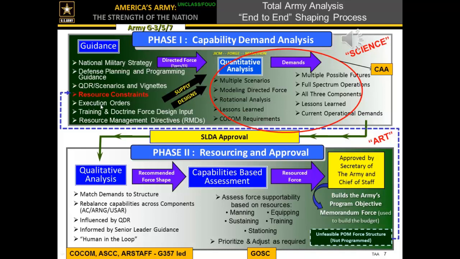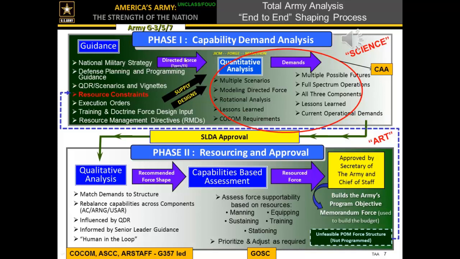Execution orders, Ebola a couple years ago. That wasn't thought of prior to this. So the president said we're going to do it. So those types of execution orders will come into play. And then what supply do we have in the designs or the TOEs that we currently have? And supply is the number that we have.